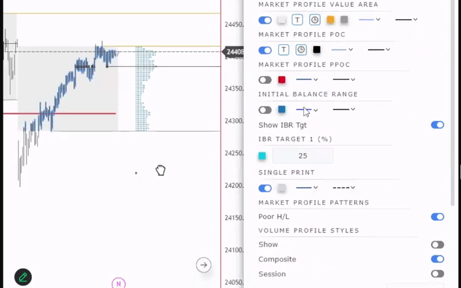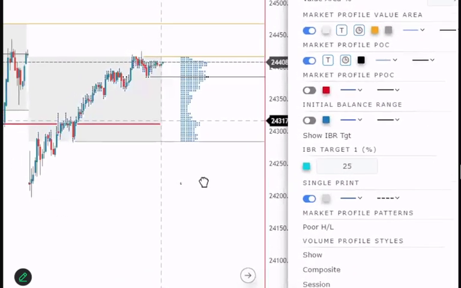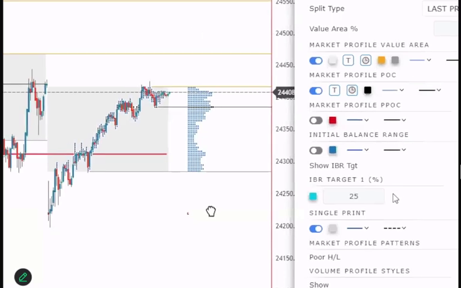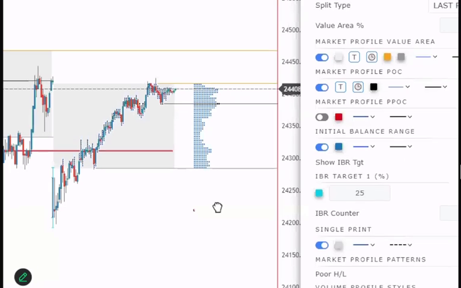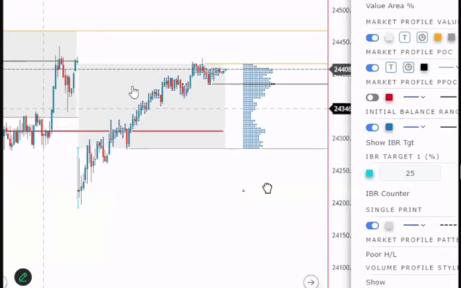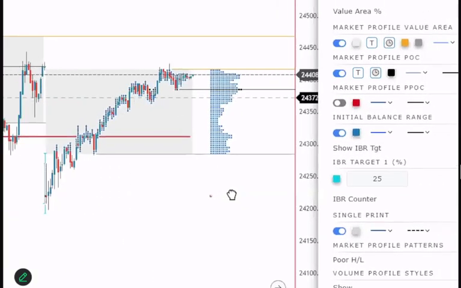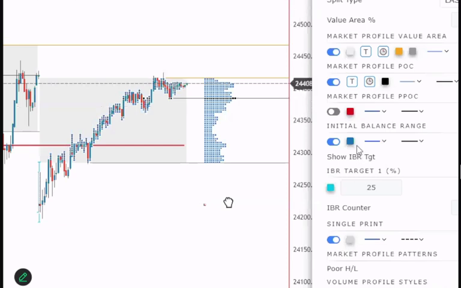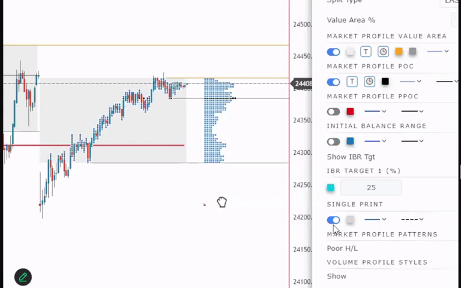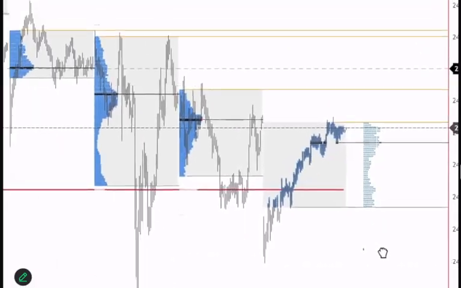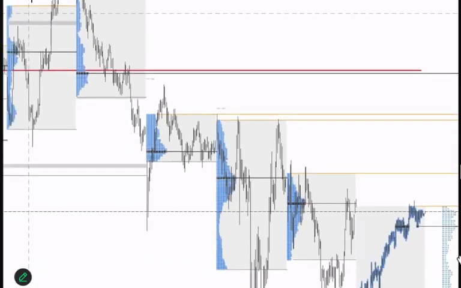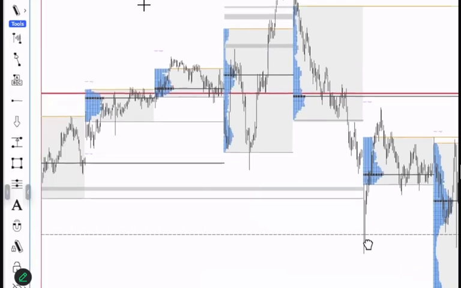Then you can also highlight the initial balance, which is a common concept that you want to see. I can just select it here. Then you can also do a range extension of the initial balance. So every day, it will highlight this initial balance. You can highlight single prints in a structure, so it will pick up the single prints wherever they are, and be able to draw resistance and support lines. For example, single prints are being drawn as resistance and support lines.